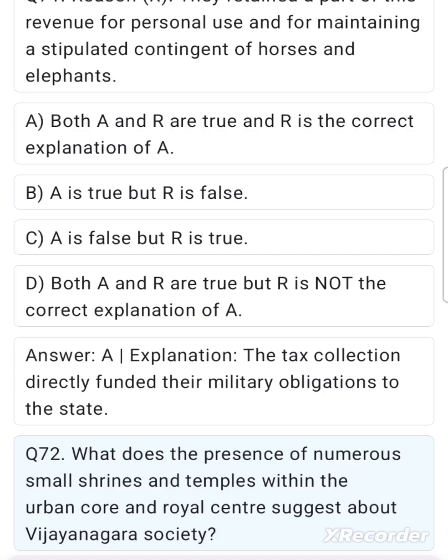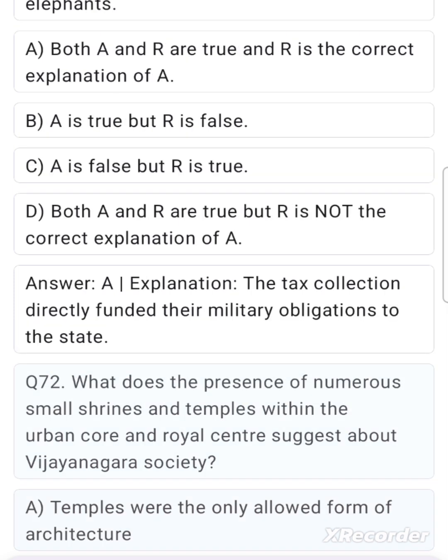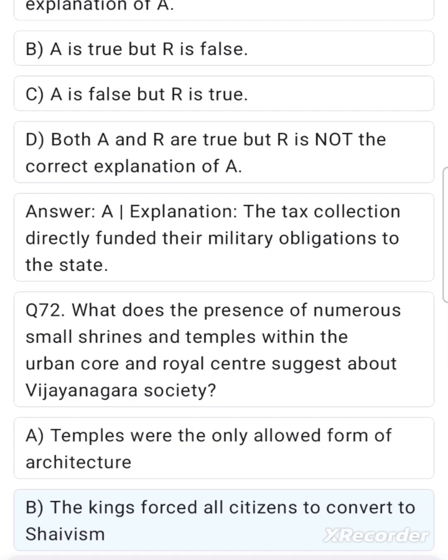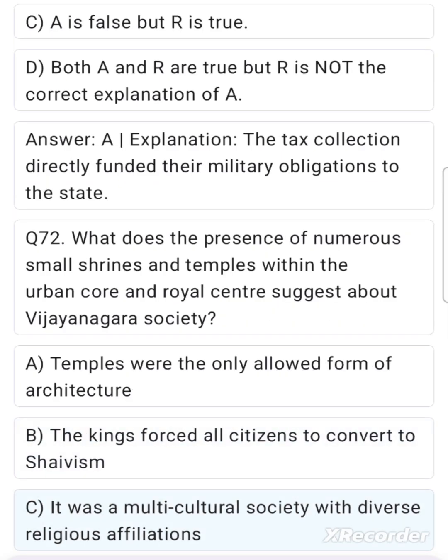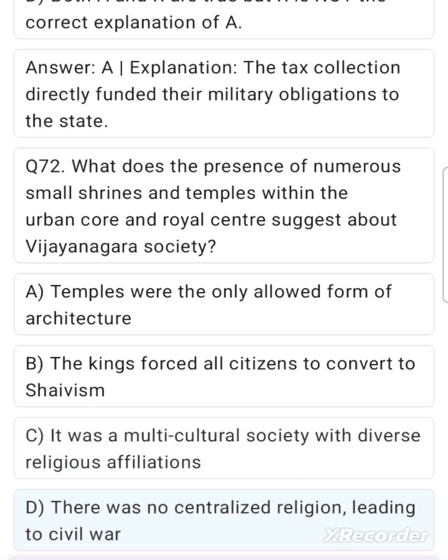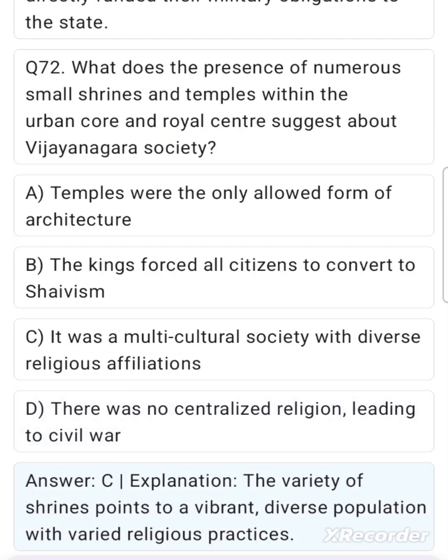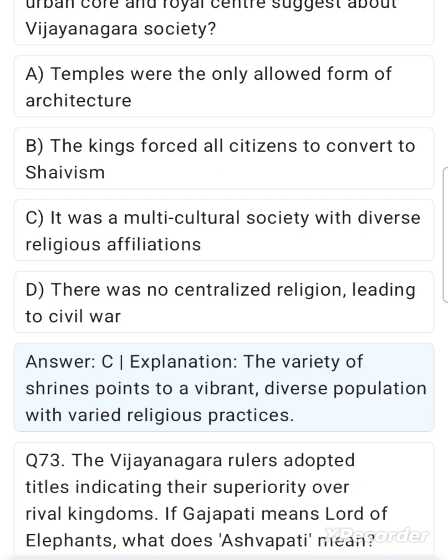Q72. What does the presence of numerous small shrines and temples within the urban core and royal center suggest about Vijayanagara society? A. Temples were the only allowed form of architecture. B. The kings forced all citizens to convert to Shaivism. C. It was a multicultural society with diverse religious affiliations. D. There was no centralized religion, leading to civil war. Answer: C. Explanation: The variety of shrines points to a vibrant, diverse population with varied religious practices.